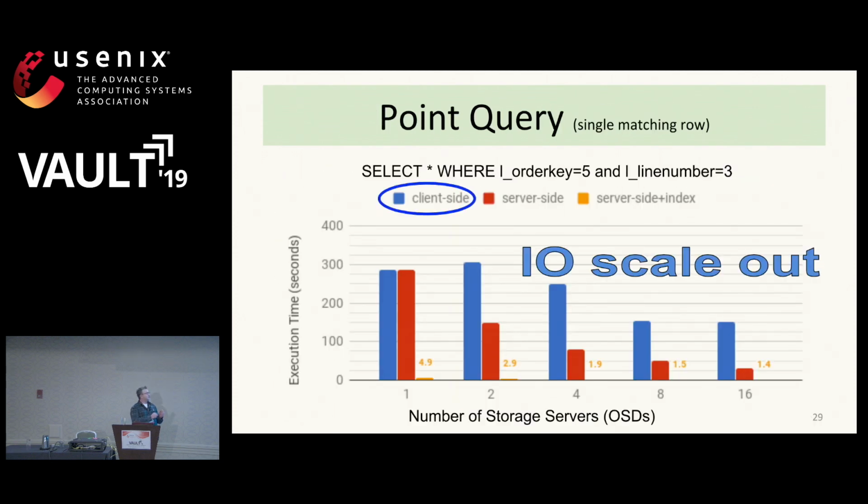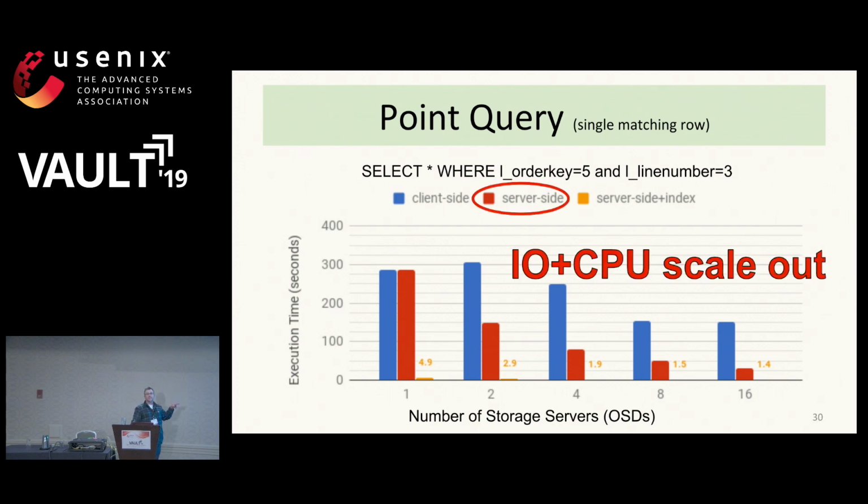So you can see, as expected, right, you scale out the I/O as you add more storage servers. So you get some benefit from there, and that's as we would hope. But still, the client application at the higher level is doing all the work to look for that row. The second bars represent the Skyhook approach with our CLS plugins, where the servers are actually doing the search for that row. So we get the I/O benefit, plus we get the CPU benefit, because all of those individual objects are scanning and looking for that row in parallel. So that work is pushed down into the storage system in this case.